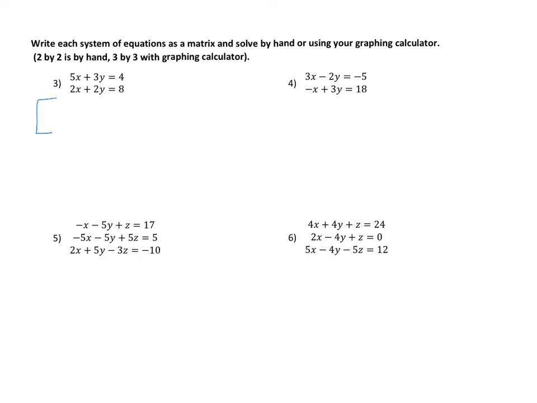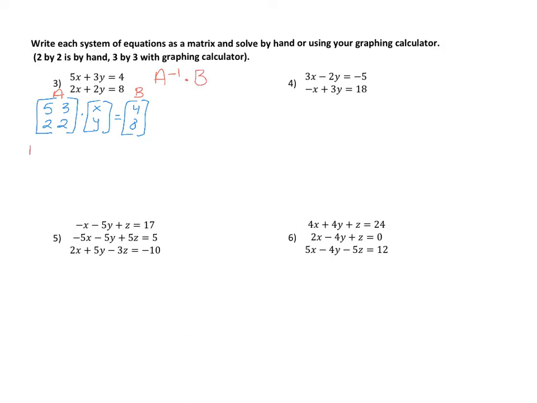So 5, 3, 2, 2 times x, y equals 4, 8. And then remember, I'm always going to refer to my first matrix as matrix A and my second matrix as matrix B. And remember, I'm going to find the inverse of A and I'm going to multiply it by B. That is how I'm always going to solve for x and y.